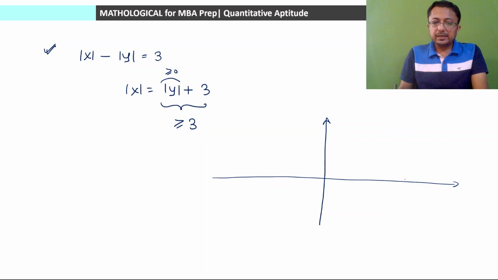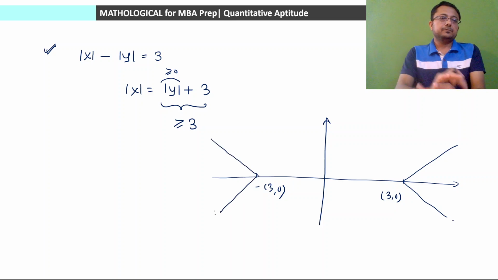So the minimum value will be at x equal to 3, that is the point (3, 0). Similarly, (-3, 0). The graph will be opening on the right hand side from here and on the left hand side from here. So this will be the shape of the graph. Okay.